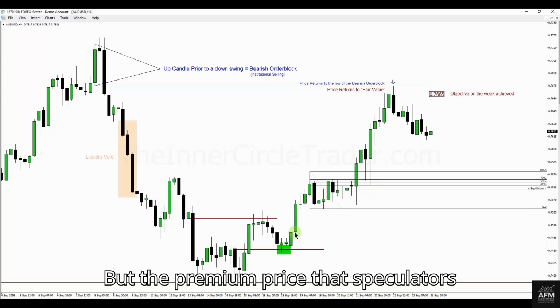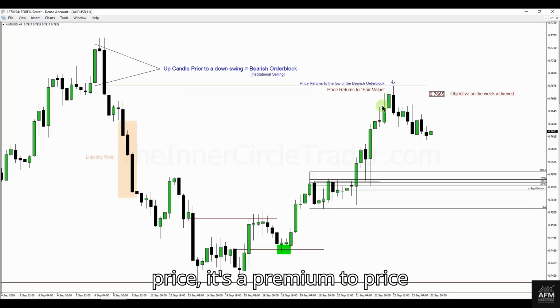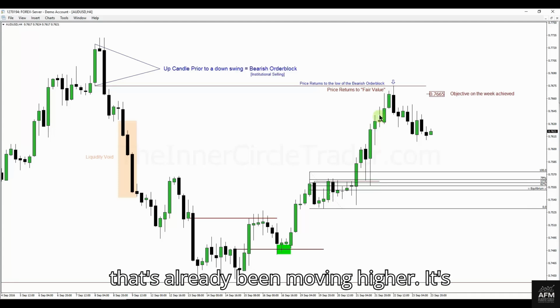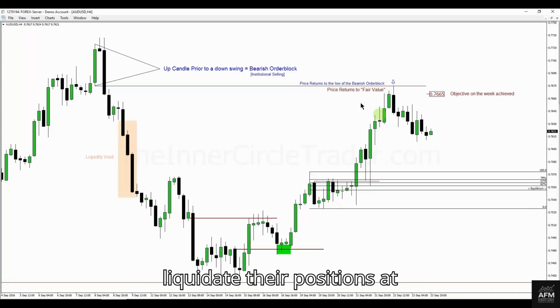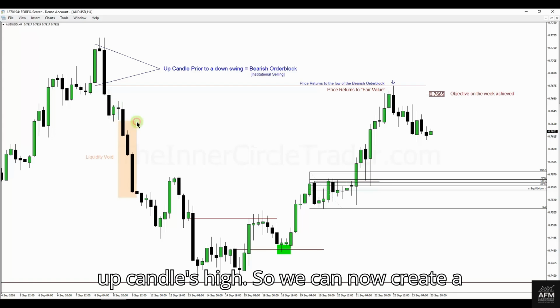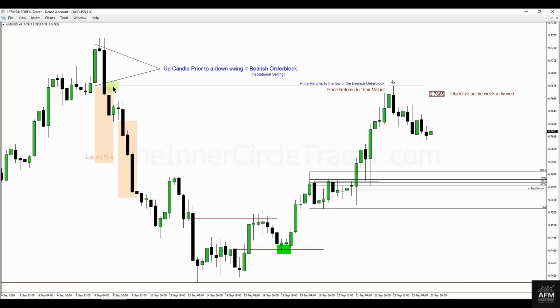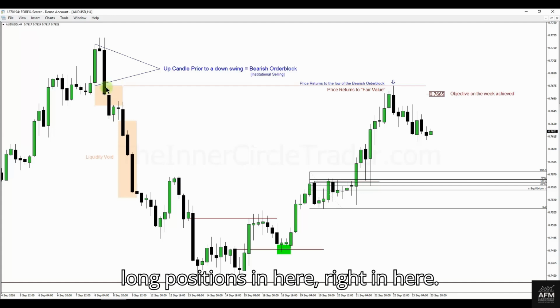But the premium price that speculators would trade at by buying and chasing price, it's a premium to price chasers. People that feed off the desire of being in a price move that's already been moving higher. It's fair value to the market maker to liquidate their positions at this small little pocket between this up candle's low and this up candle's high. So we can now create a new specific area of fair value for the market maker to liquidate their long positions in here. Right in here.